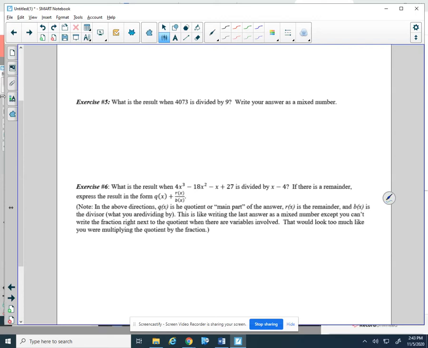Move into the next part, which involves the same polynomial long division, but we might have remainders. So here is exercise 5, and we're on page 22. Here is our example with numbers, and because we've already talked about the long division, I'm going to go a little more quickly.